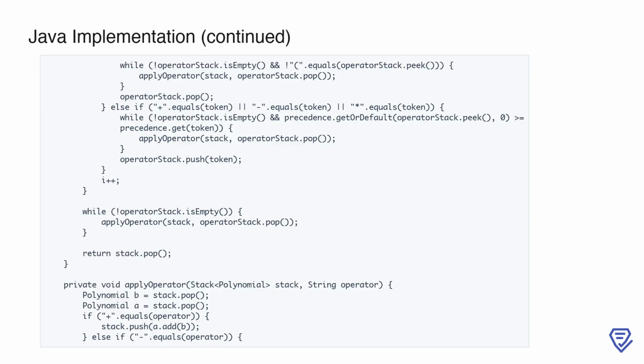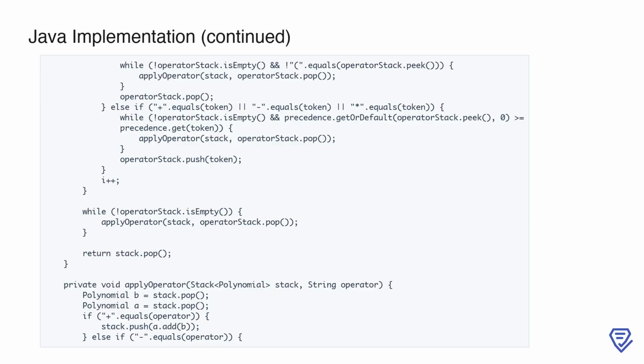For other operators like plus, dash, or asterisk, we apply the operator from the stack if it has higher or equal precedence compared to the current operator. This ensures the correct order of operations is maintained. Finally, after processing all tokens, any remaining operators are applied to the polynomials on the stack. The result of this evaluation is the top polynomial on the stack, which is then returned.